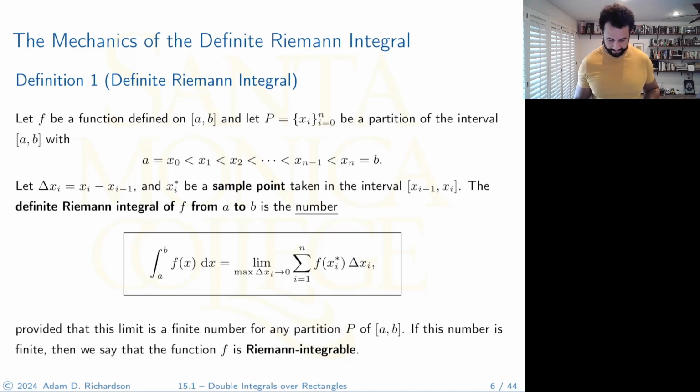All right. Then we're going to let delta x sub i be the length of these intervals, literally the difference between consecutive partition points. So delta x sub i is just the length of those subintervals. And we're going to let x sub i star be a sample point that we take in each one of those subintervals. Then we define the definite Riemann integral of f from a to b as this number. And how do we define that number? We define it as the limit of these Riemann sums.